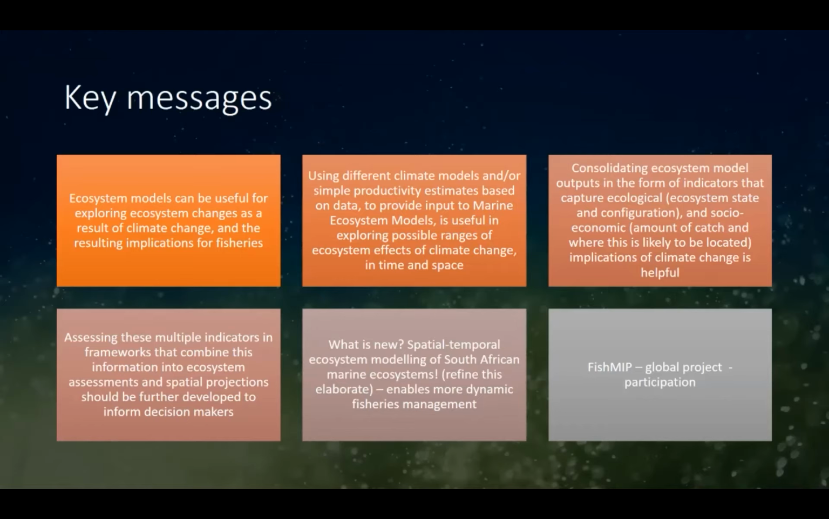So, very quickly, my key messages. Ecosystem models can be useful to explore ecosystem changes that result from climate change and to look at the implications of these for fisheries. We can use different climate models. We can use simple productivity estimates based on data to provide input to our marine ecosystem models and to really explore the possible ranges of the ecosystem effects of climate change, both in time and now in space with these new spatial models.